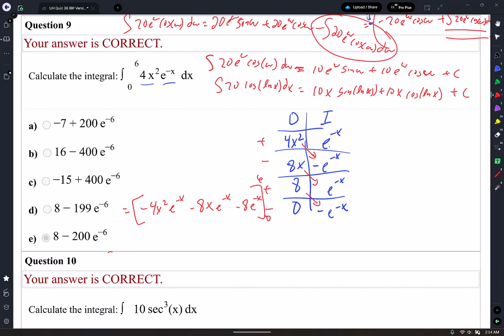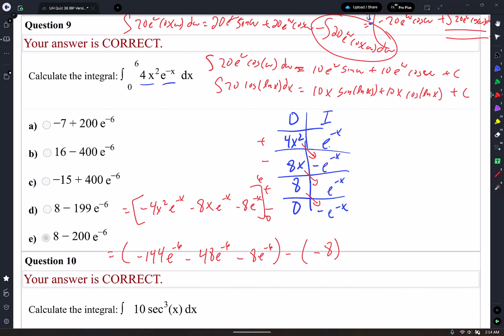So upper minus lower. So let's see. Negative 4 times 6 squared, so that's 36. 36 times 4, what's that? 144? So negative 144 e to the negative 6 minus, and then 8 times 6 is 48, so minus 48 e to the negative 6 minus 8 e to the negative 6. Okay, we got that part. We got the upper. Minus the lower. Let's see. 0, 0, and e to the 0 is 1, so minus negative 8.